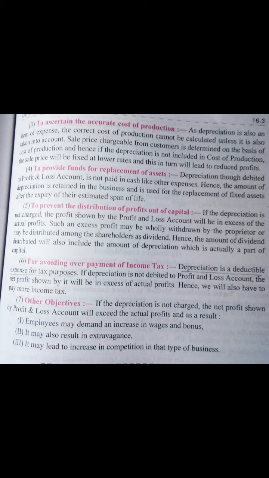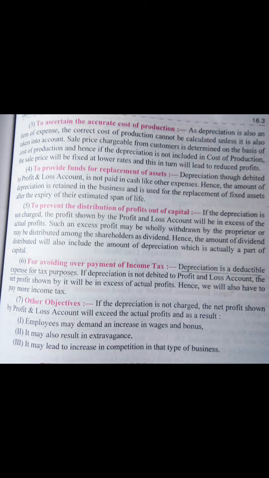Next is to provide funds for replacement of an asset. Depreciation, though debited to the PL account, is not paid in cash, but the amount of depreciation is retained in the business and is used for the replacement of fixed assets after the expiry of their estimated span of life. It is a non-cash expense and it is written on the debit side of the PL account, and it helps us to recognize the time at which there is a need for replacing our old asset with a new one.